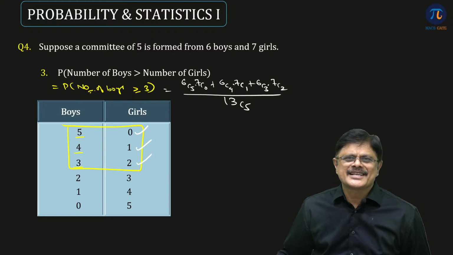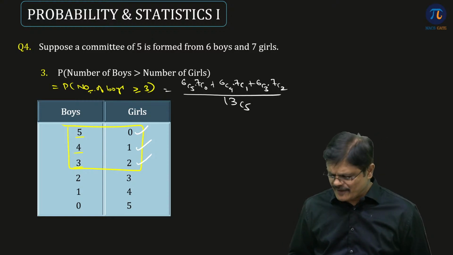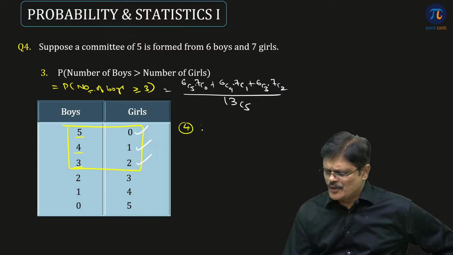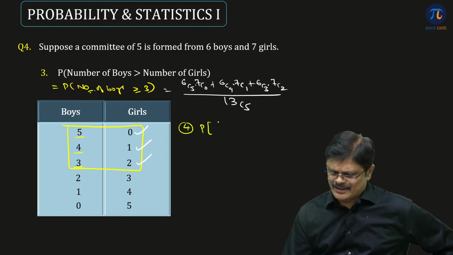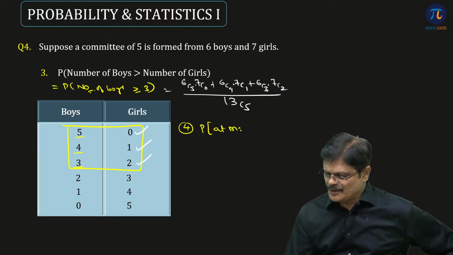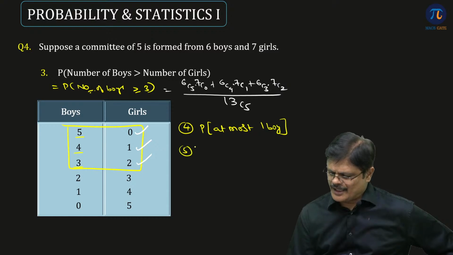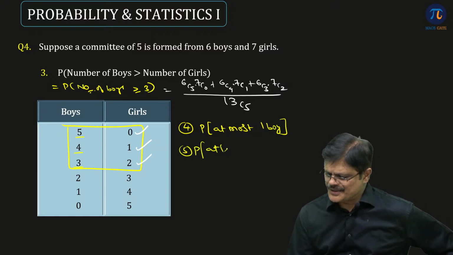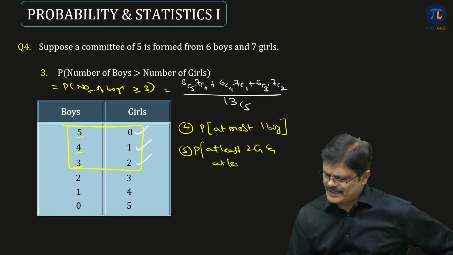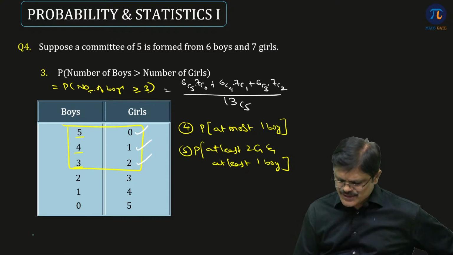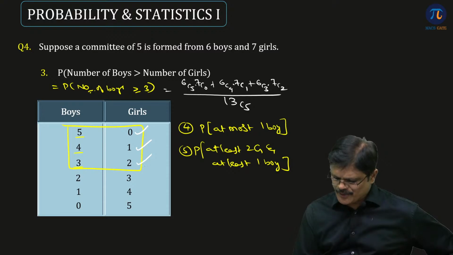So please try such problems, any such different questions they can ask you, sir. I'll just give you a few more questions for practice. What is the probability that the committee has at most 1 boy? Try these questions. I can also ask at least 2 girls and at least 1 boy. See, at least 2 girls means what, sir? At least 2 girls means 2 or more girls.